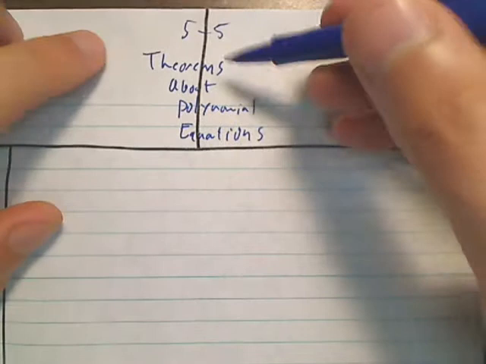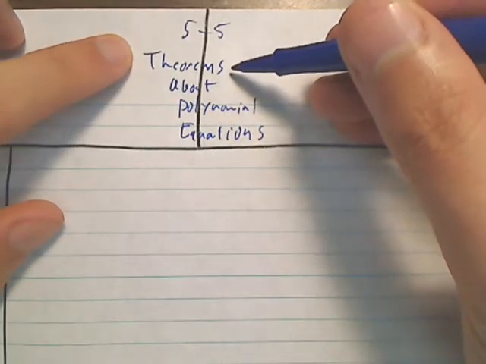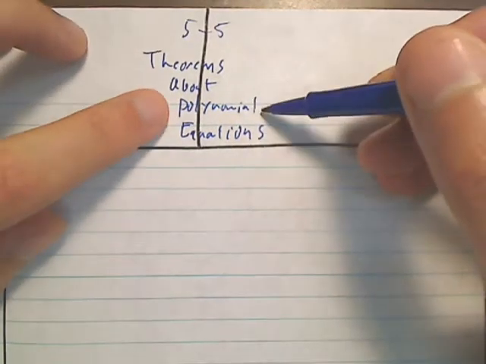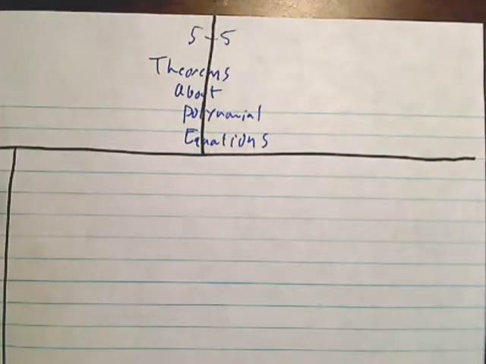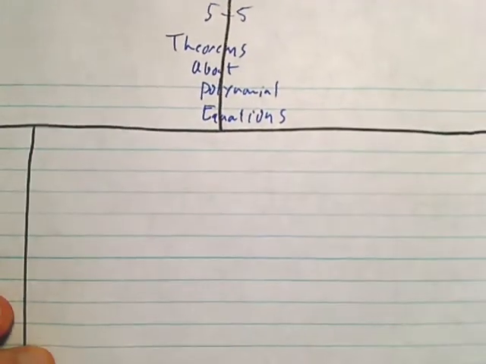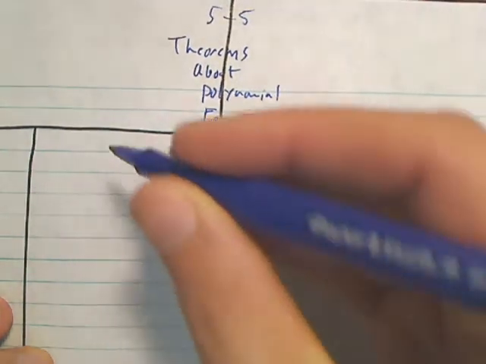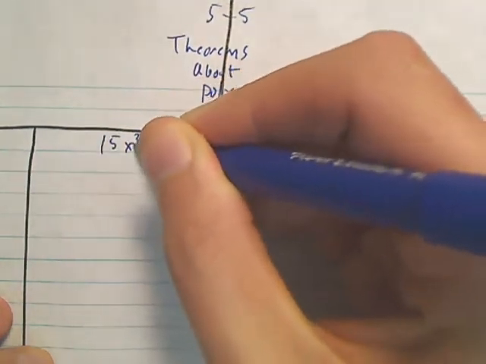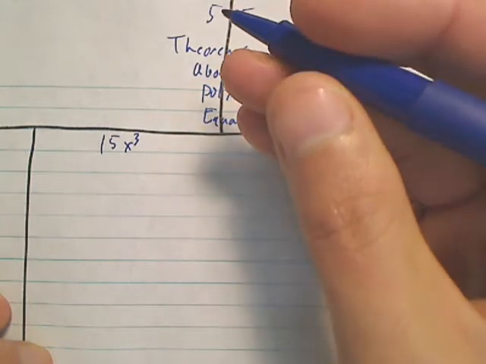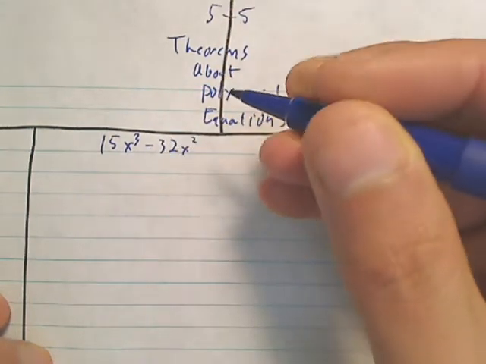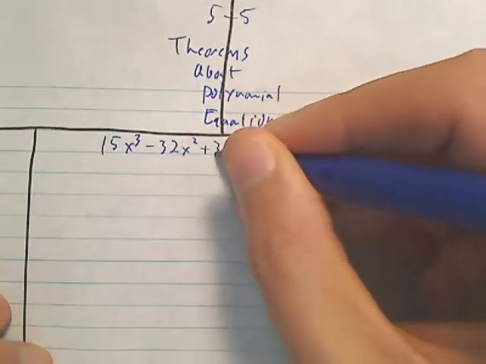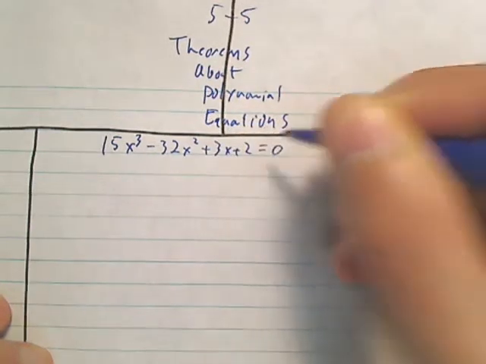So theorems are ideas about polynomial equations. A polynomial, let me give you an example of one. Let's look at a polynomial equation. 15x cubed minus 32x squared plus 3x plus 2. Let's set it equal to 0.